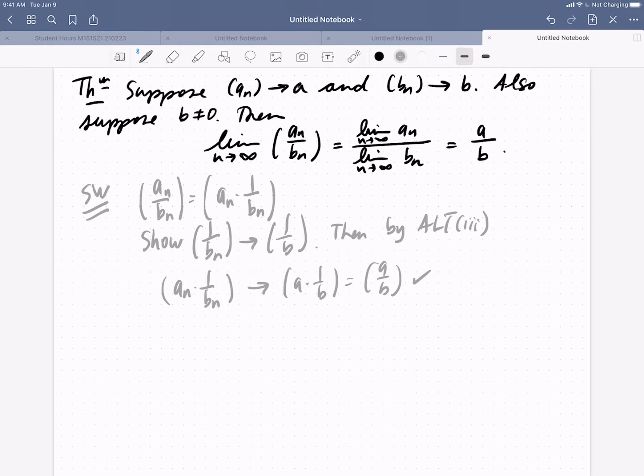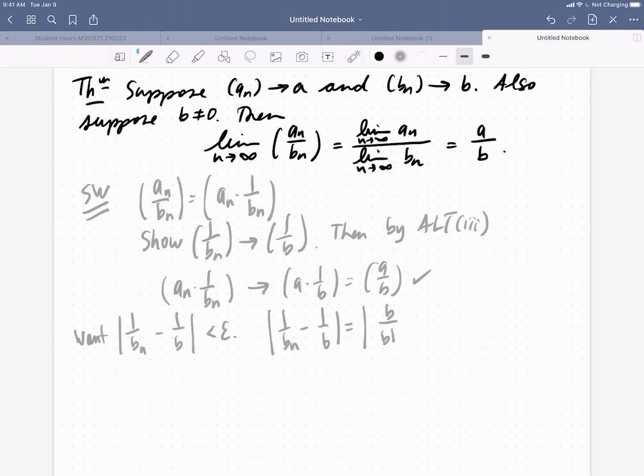All right. Now remember, we know B_n converges to B, so that means that we can make the difference B_n minus B as small as we want. So I'm going to play with this expression and see if the difference B_n minus B shows up. So we want 1 over B_n minus 1 over B smaller than epsilon for some epsilon that's given. So let's play with the difference here.